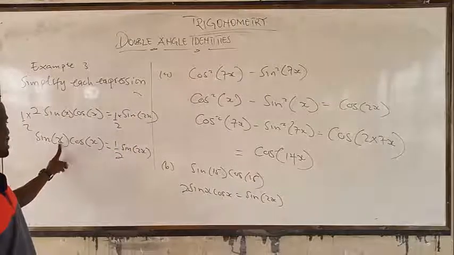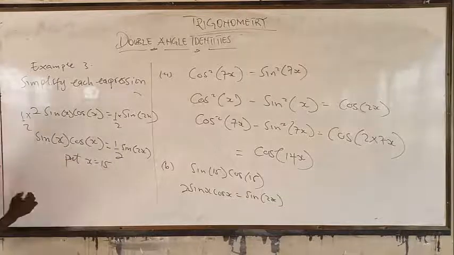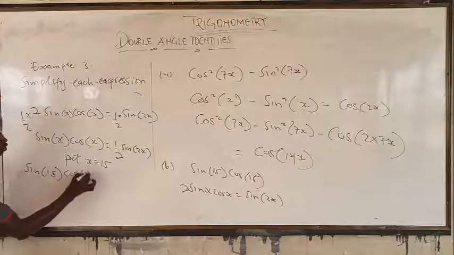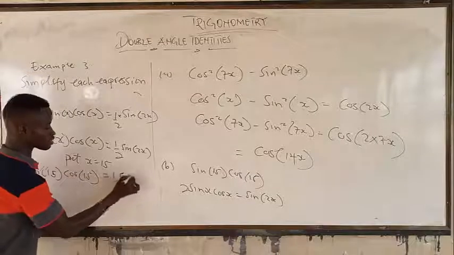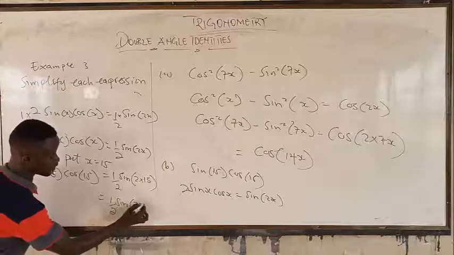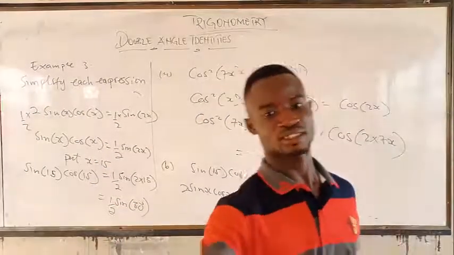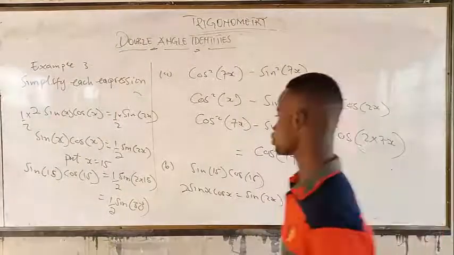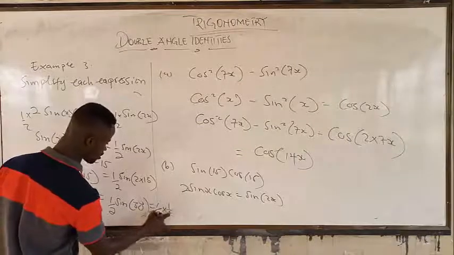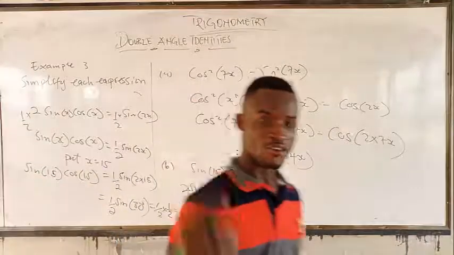And the argument representing s here is 15. So you put s to be 15, and 2s equals 30. This will be sine 15 cos 15 equal to half sine 2 times 15, and the result is half sine 30 degrees. That is all. You're going to get half sine 30 degrees, and sine 30 degrees is going to give you half. Therefore, you end up getting half times half, which is 1 over 4. So the final answer will be 1 over 4.